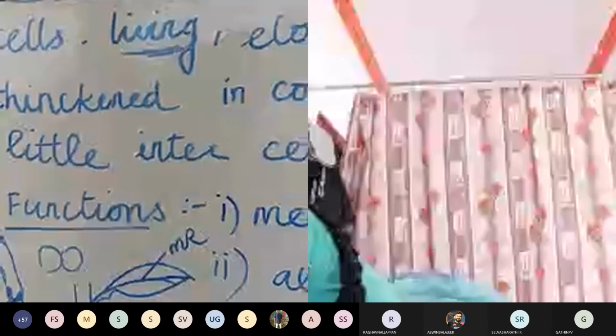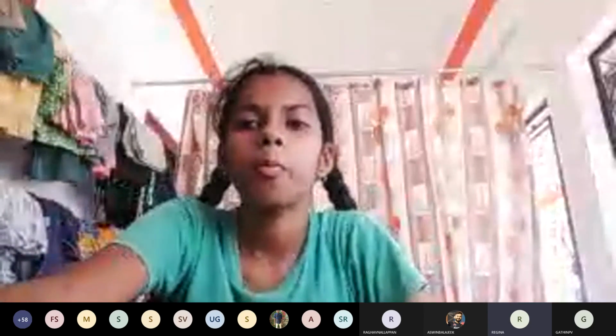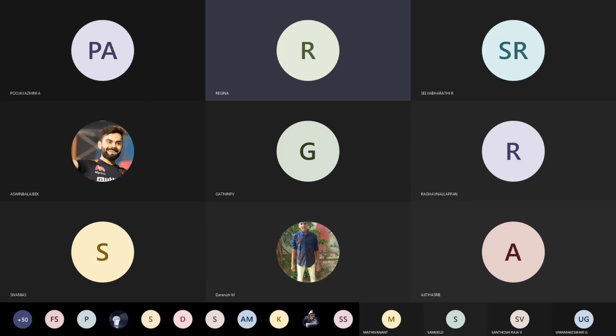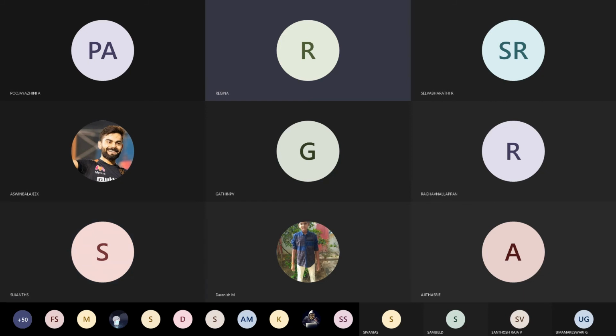Okay, we are going to see the next two types of cells. They are named protective tissues. What is the meaning of protective tissue? Is there any guessing? Student: Ma'am, it protects the cell, ma'am. In the name itself, we can find the meaning of protective tissue.